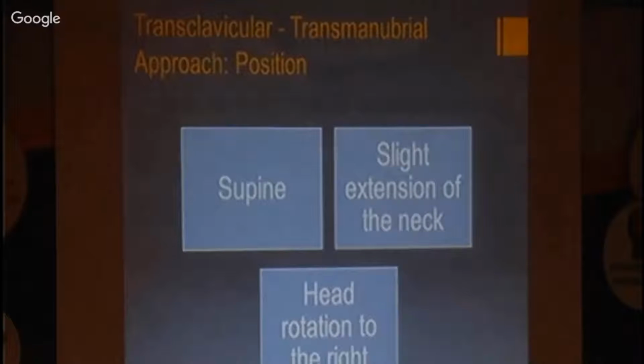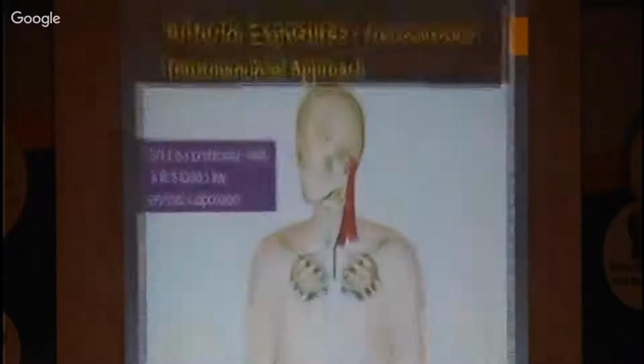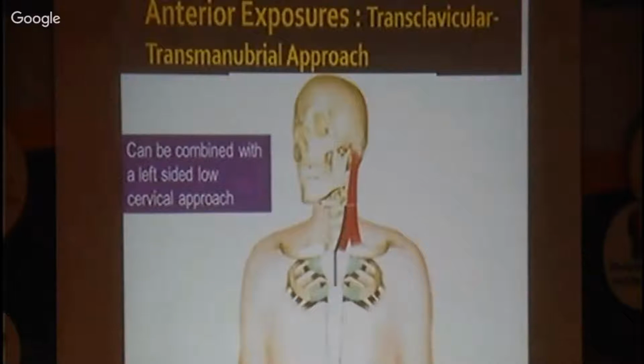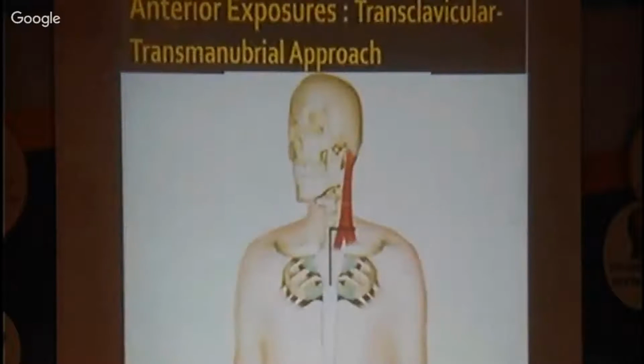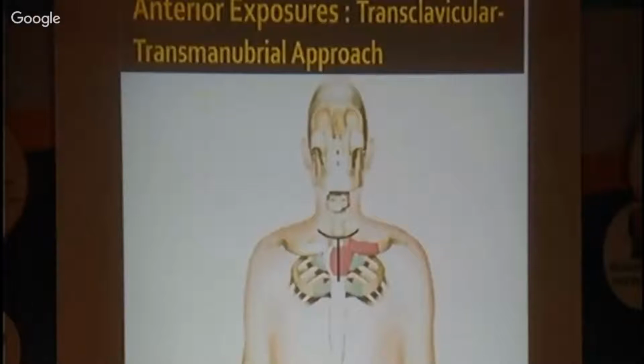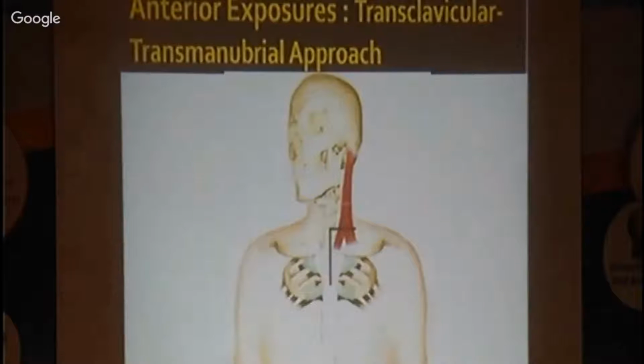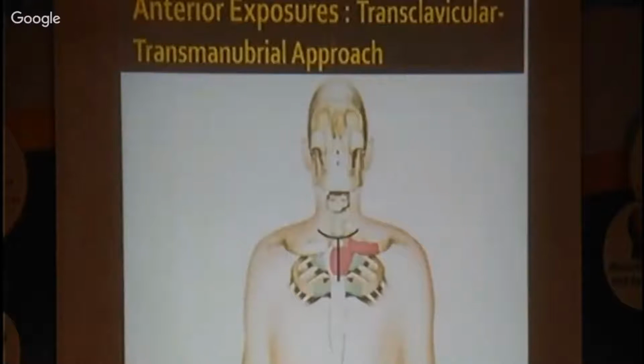For the transclavicular transmanubrial approach, we position the patient supine. We also slightly extend the neck, and we rotate the head to the right. We can use this with different incisions, and we can also combine it with a low cervical approach. We can use an incision along the sternocleidomastoid muscle, or we can do it at an angle, or we can do it like this.